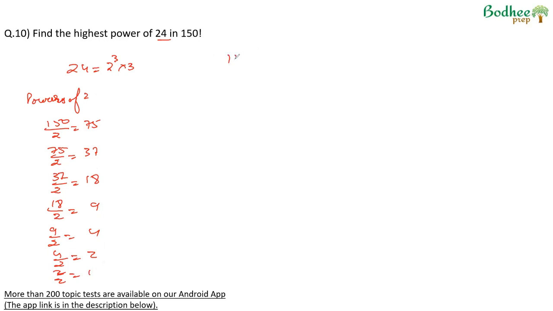So if I factorize 150 factorial, the highest power of 2 here is 9 plus 1, 10, plus 16... 16 plus 8, 34, 34 plus 37, 71. 71 plus 75 is 146.